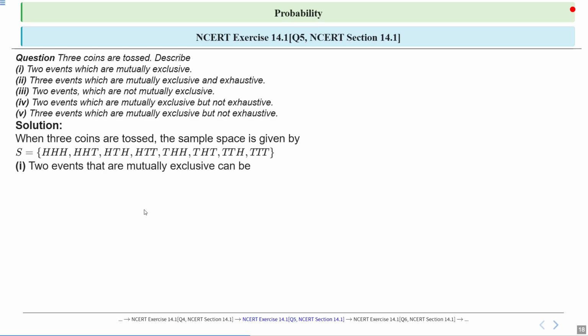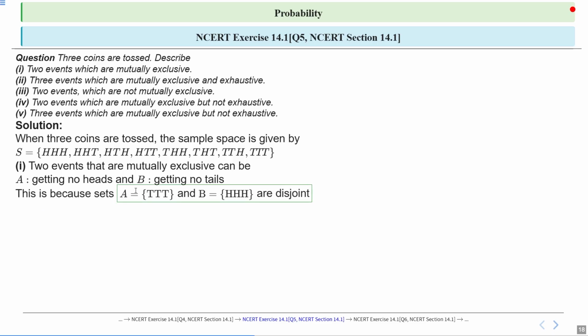Two events that are mutually exclusive can be event A, getting no heads, and event B, getting no tails. This is because you can see event A is nothing but the set TTT, and event B is nothing but the set HHH. These two events are disjoint, that means A intersection B is the empty set. So two events that are mutually exclusive can be A equal to TTT and B equal to HHH.